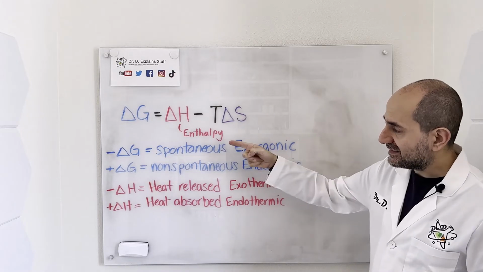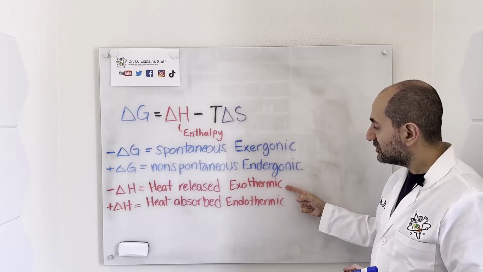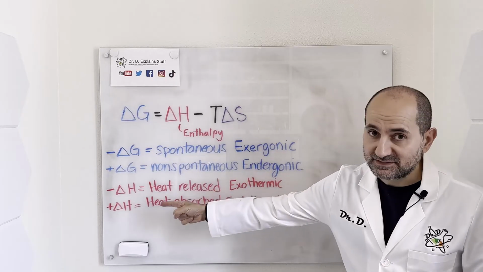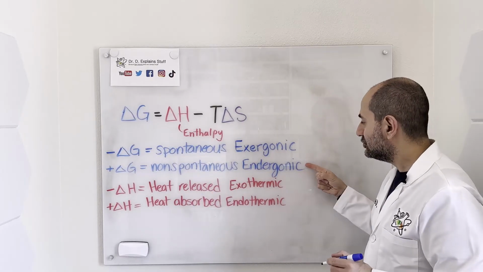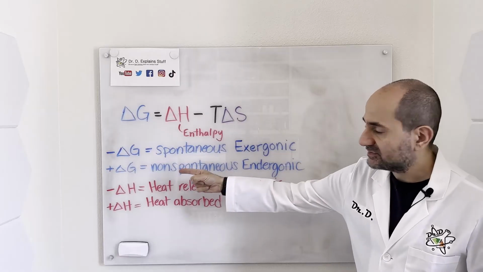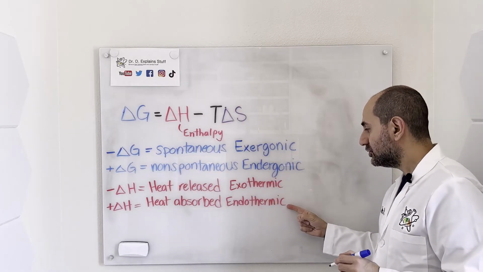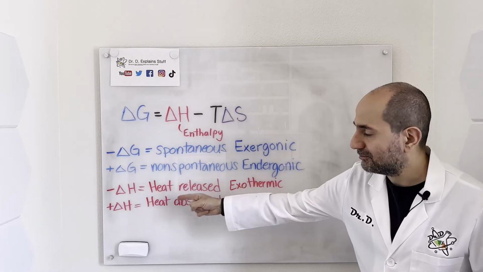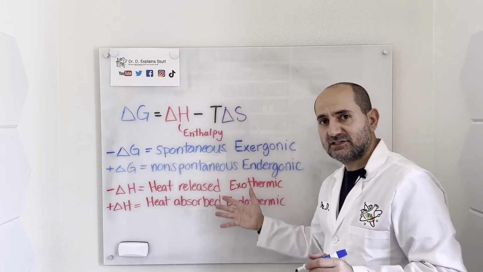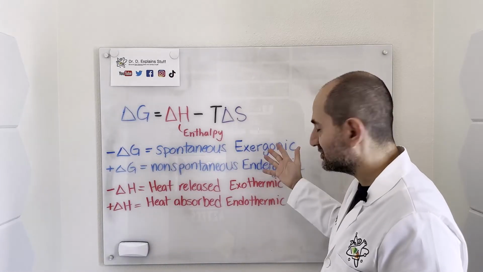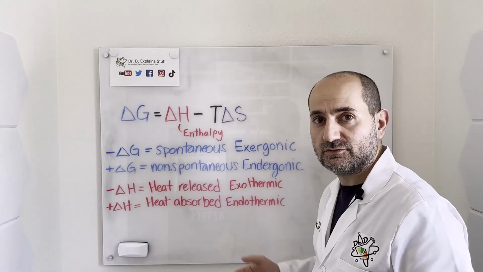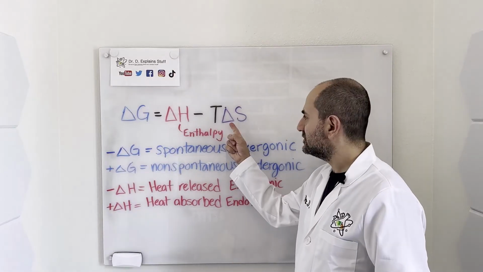Exergonic means negative delta G. Exothermic means negative delta H. Endergonic means positive delta G. Endothermic means positive delta H. Don't get these terms confused. I know it's confusing because they look very similar. All right, let's move to delta S.